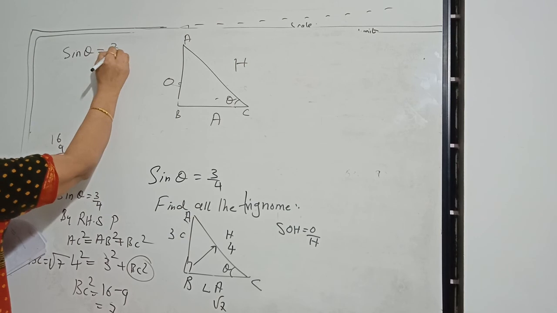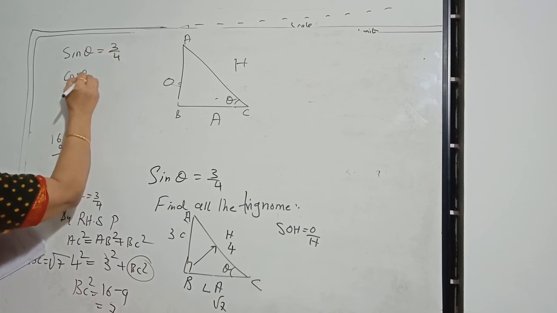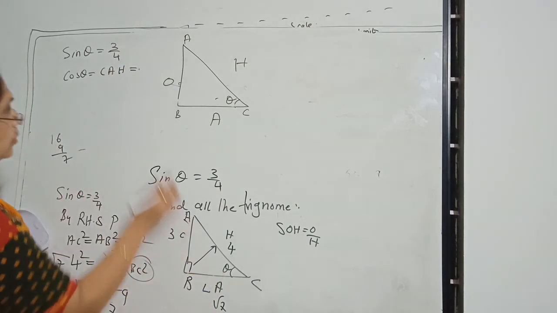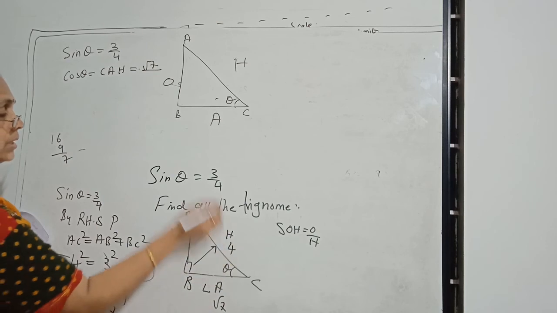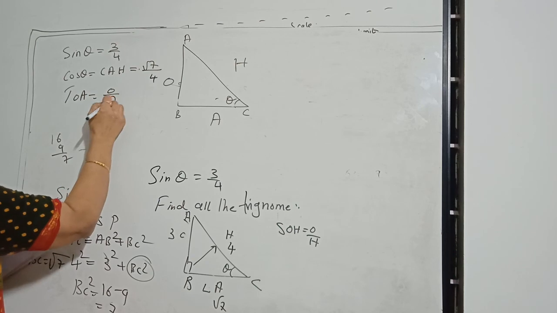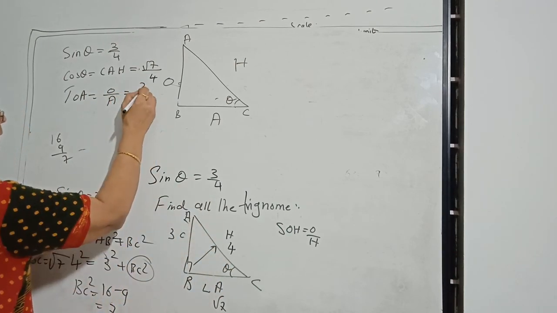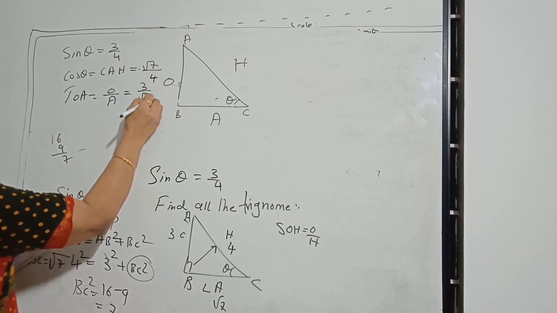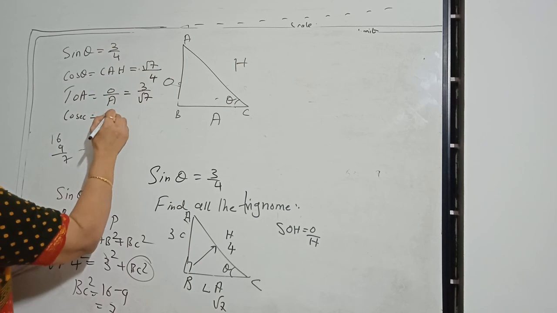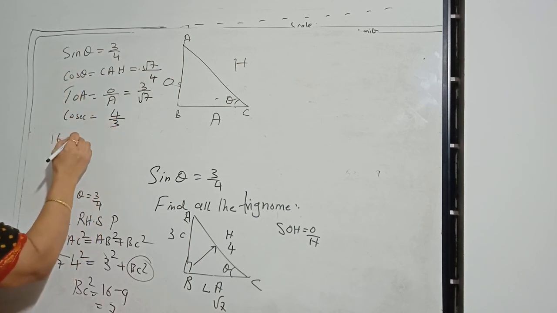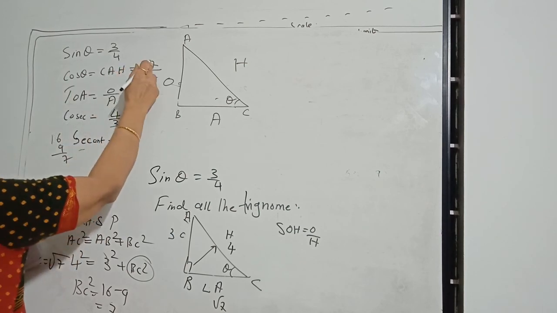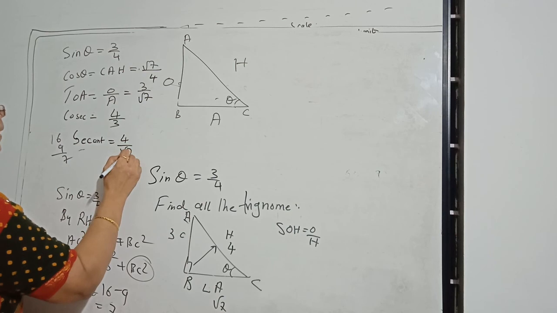Sin theta, just now you told me 3 by 4. Cos theta, formula CAH. So A, now your adjacent is root 7. Hypotenuse is 4. Then tan, TOA, O by A, opposite 3, adjacent root 7. Now cosec. Cosec is inverse of sine. 3 by 4 will be 4 by 3. Then secant. Secant here, root 7 by 4 will be 4 by root 7.